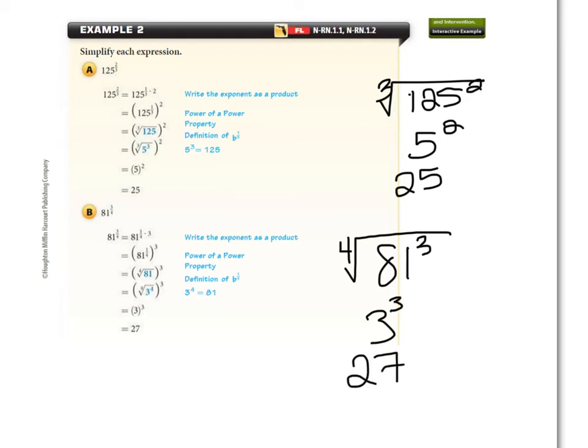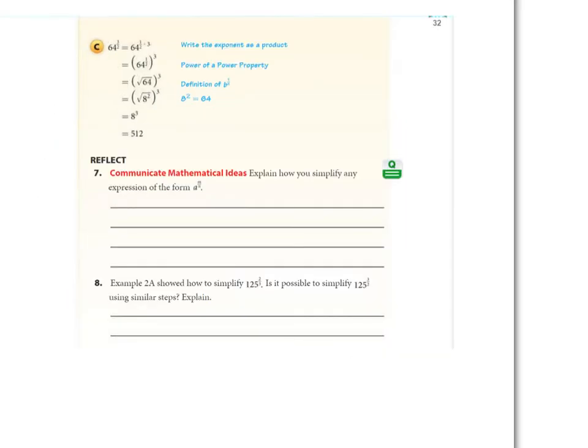Same process as what the book is showing you. They're showing you some more detailed steps with the properties. You just need to remember which number goes outside the radical house and which number goes inside. Part C, same thing.